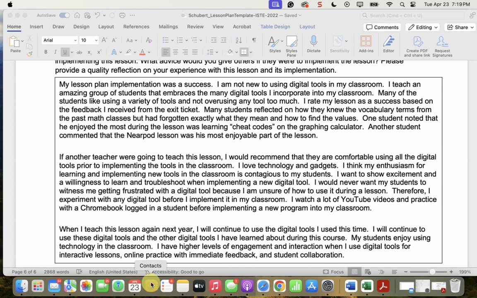I rate my lesson as a success based on the feedback I received from the exit ticket. Many students reflected on how they knew the vocabulary terms from the past math classes but had forgotten exactly what they mean and how to calculate the different values. One student noted that the part of the lesson he enjoyed the most was learning cheat codes on the graphing calculator. Another student commented that the Nearpod lesson was his most enjoyable part of the lesson.